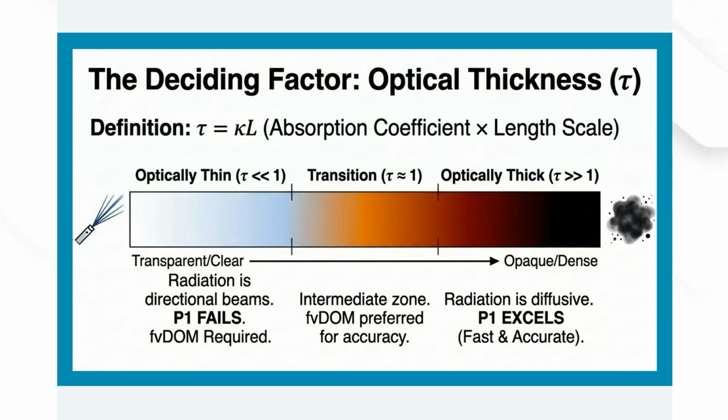Now, there is an intermediate region as well. As you transition closer to 1, or the optical thickness gets closer to 1, you should prefer FVDOM for accuracy, primarily because you want to avoid the errors of the P1 approximation, where even though visibility is low, you can still have certain cases where your photons travel much farther before hitting an actual obstacle.